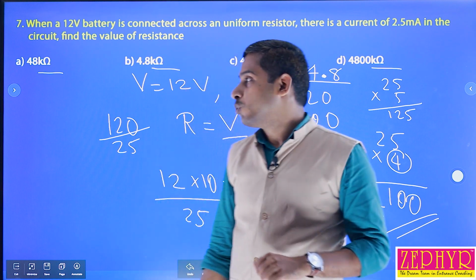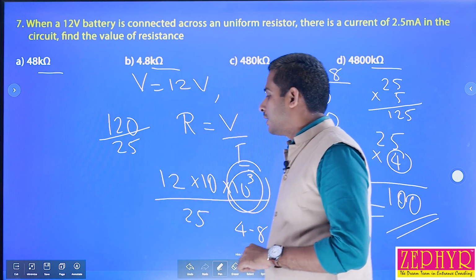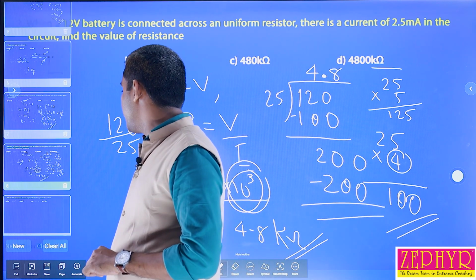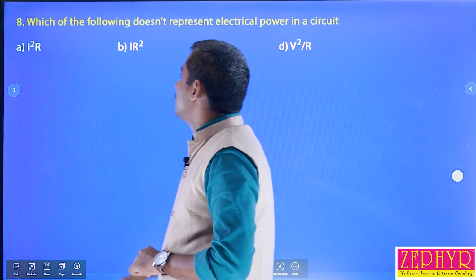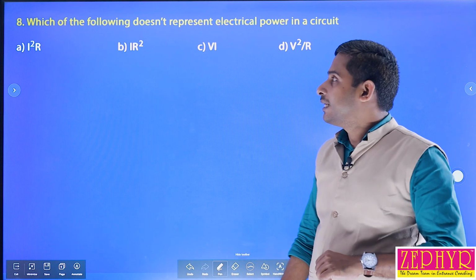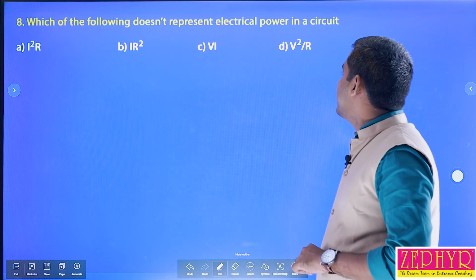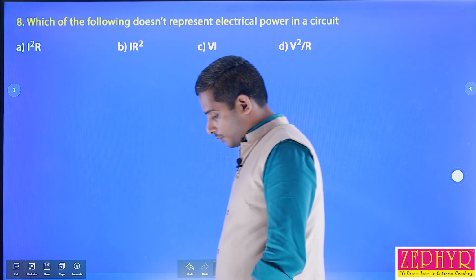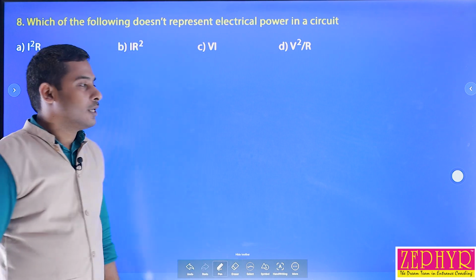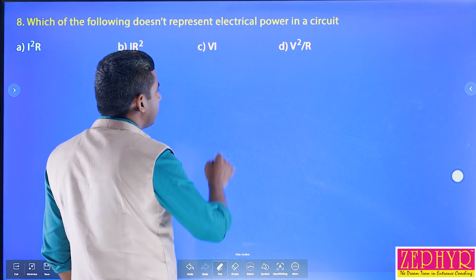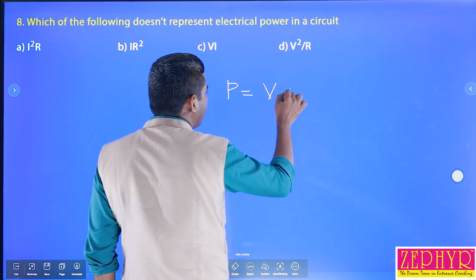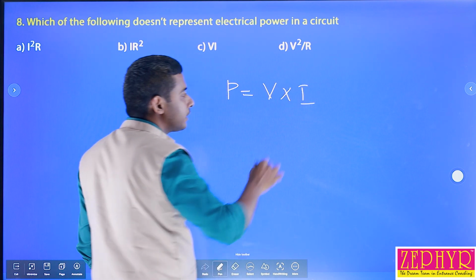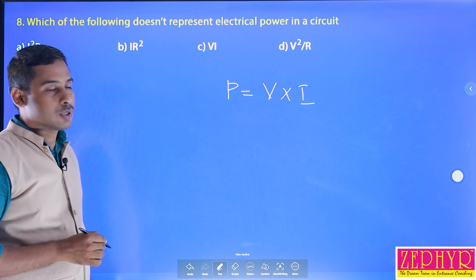Okay. So I am moving to the next question, that is question number 8. Which of the following doesn't represent electrical power in a circuit? So student, in our previous question we said the equation of power is nothing but voltage into current.